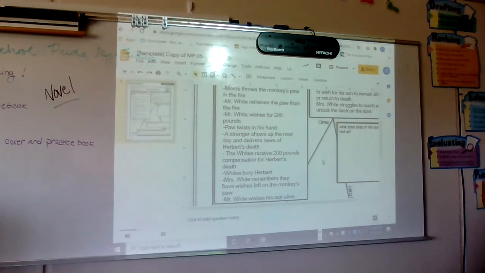Okay, and so now we're at the climax part, right? I'm going to assign for homework for you guys to fill in the rest of this plot diagram. So you're filling in the falling action and resolution. Using events from the story, fill in what you think the falling action and the resolution is. That is homework for tomorrow, to complete this chart.